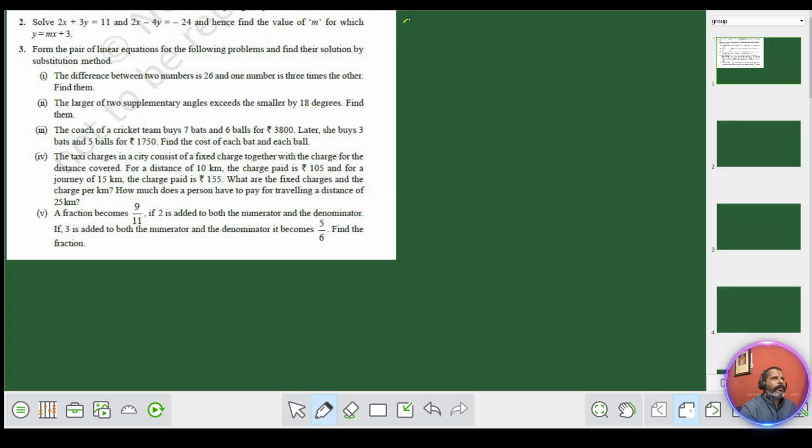I'll start from here. First get the equations 2x plus 3y equal to 11. 2x minus 4y equal to minus 24. Call this as 1. Call this as 2. Substitution method we have seen. If you don't know the substitution method, please follow the other video where I explicitly explained exercise 3.1 first main, which contains only substitution method.